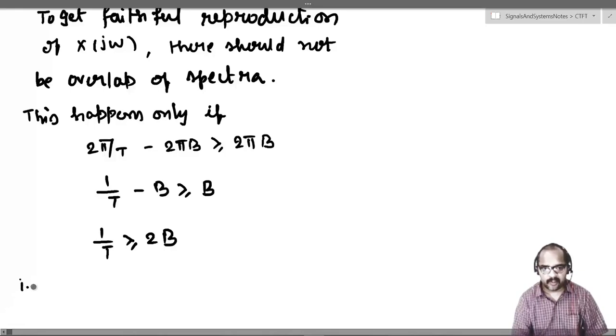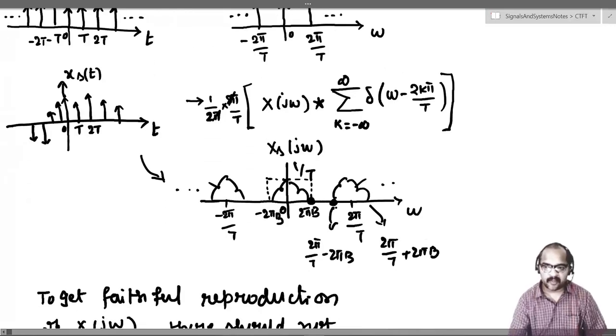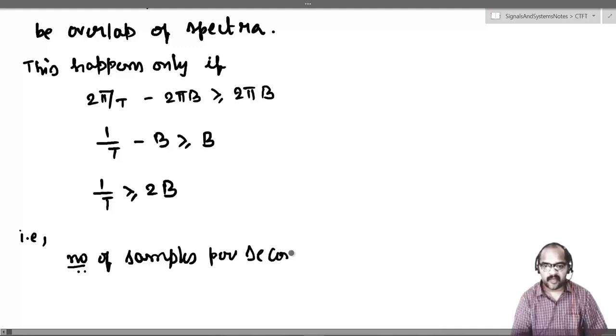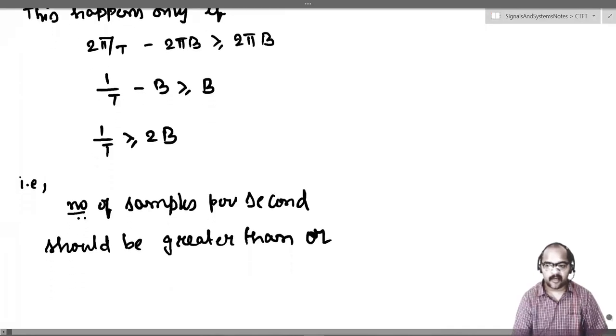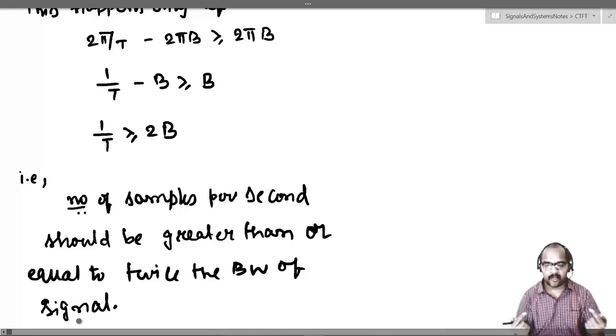Now we put this in words. What is 1 by T here? T is the period of our periodic impulse train, so 1 by T gives the number of samples per second. The number of samples per second should be greater than or equal to twice the bandwidth of the signal. So for faithful reproduction, the Fourier transforms should not overlap with each other, and for that to happen, the above condition should be satisfied.